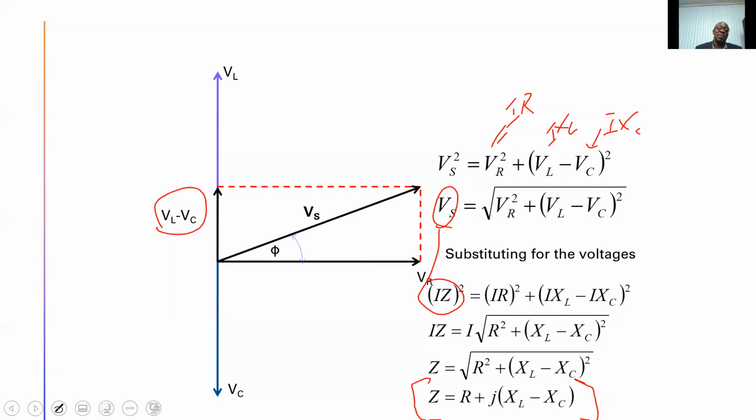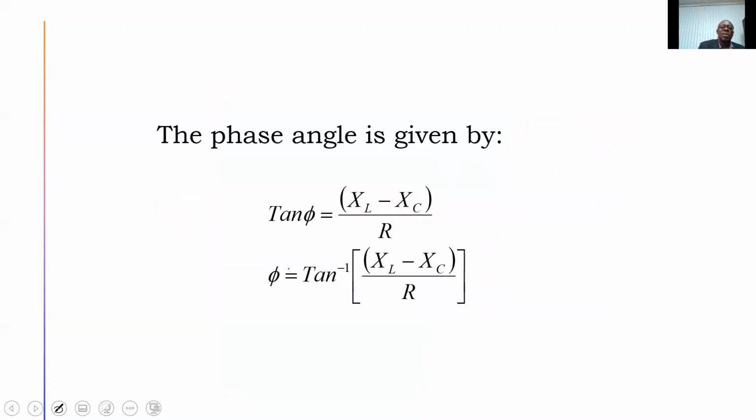For the phase angle phi, which we are showing here, we know that tan phi is equal to (XL minus XC) over R. So phi is equal to the inverse tan of (XL minus XC) all divided by R.